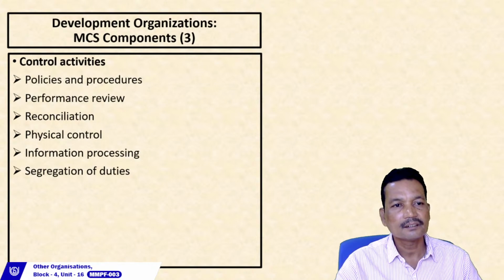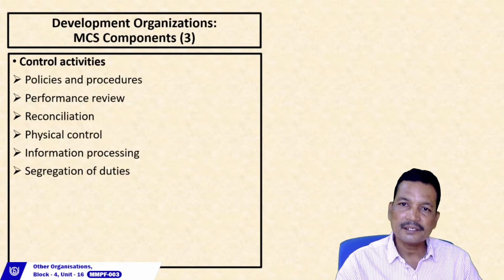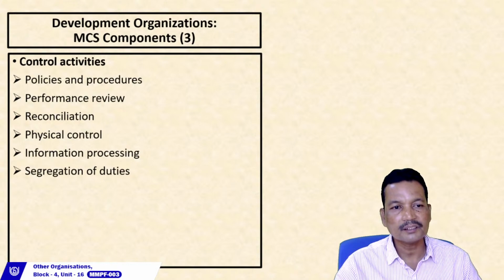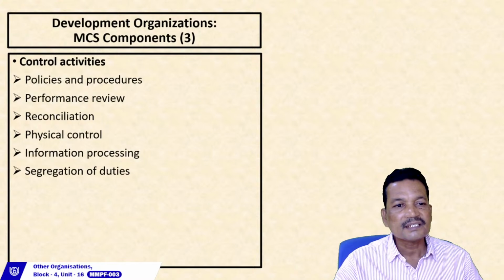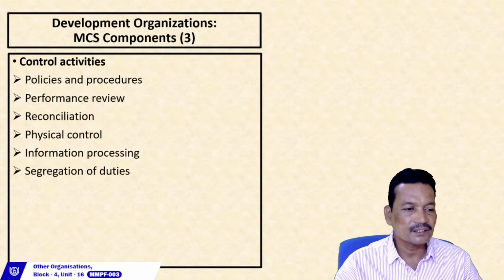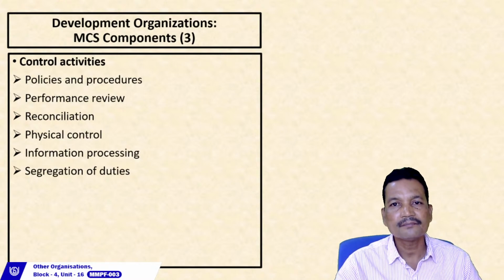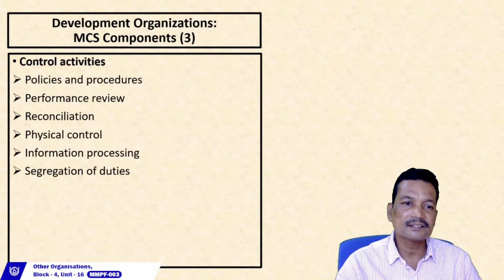Now, when we look at the control activities, we look at the policies and procedures of the organization. There should be periodic reviews of the performance, and if the organization is working at multiple places, there should be reconciliation of the results so that a final result can be found out. There should be a physical control. When we say physical control, it means the physical assets like land and building, the machineries, the equipments, etc.